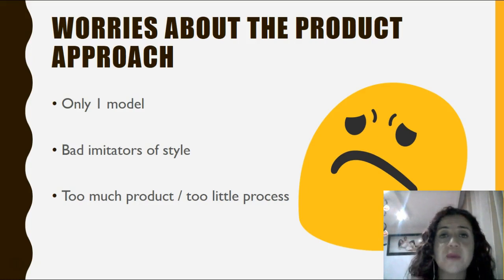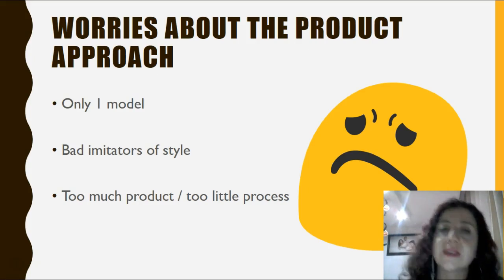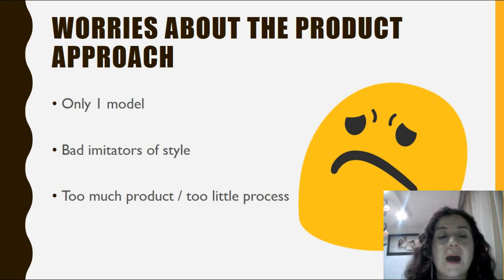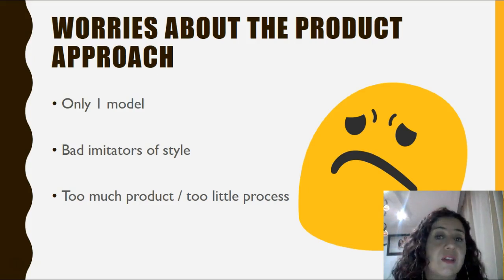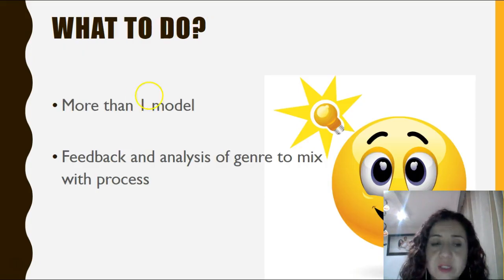So if you provide a model, then students will just stop producing and creating, and they would just be following the model, you know, imitating the model. Then you have too much emphasis on product. There's usually little emphasis on process. So what can we do in order to fight these pitfalls?